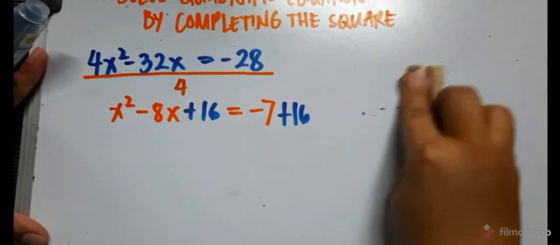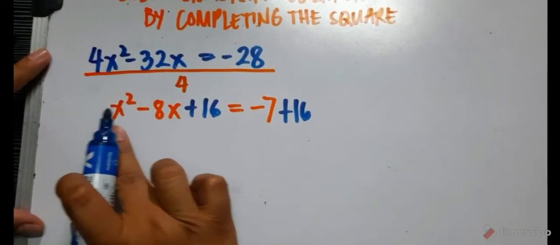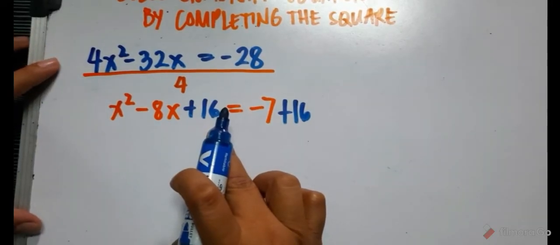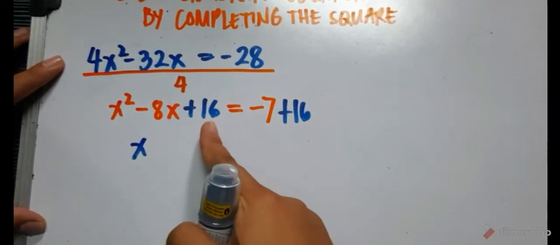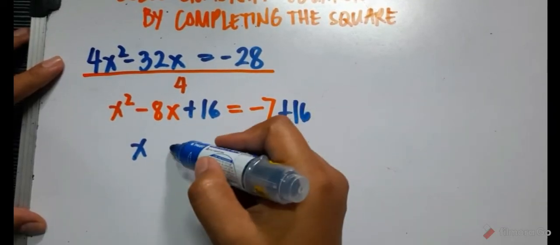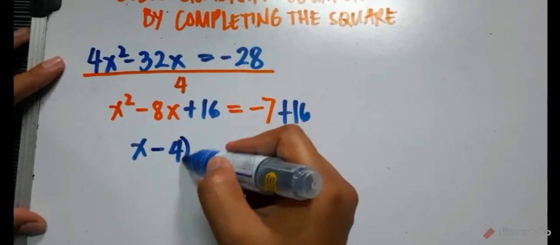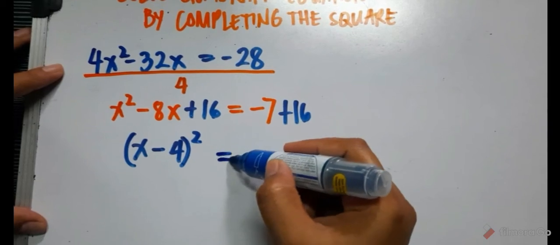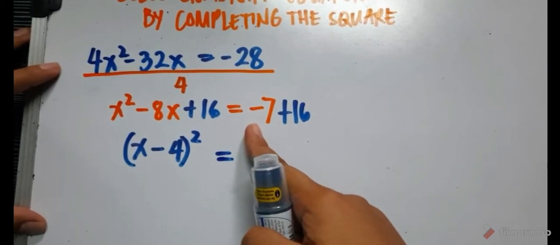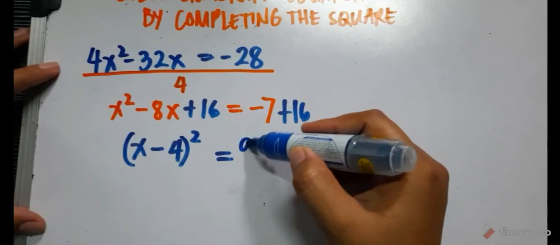And then next step, we are going to rewrite this into a square of binomial. To do that, get the square root of x squared, that would be x, and the square root of 16 is 4. Copy the sign of the second term, and then square, is equal to the sum of negative 7 and positive 16. So the answer is 9.